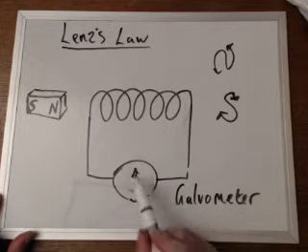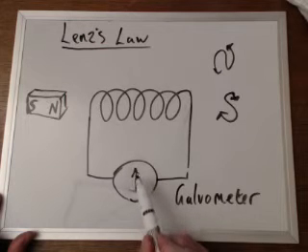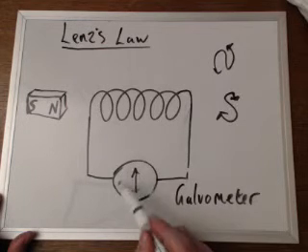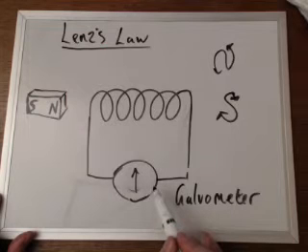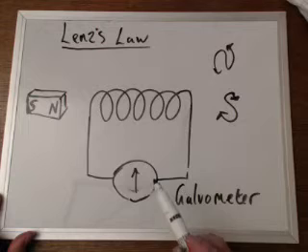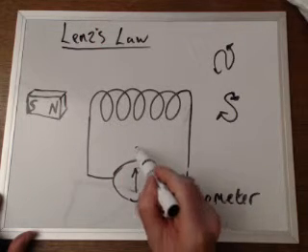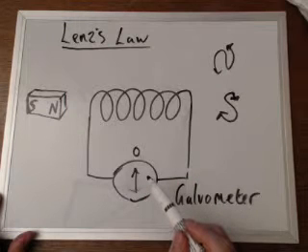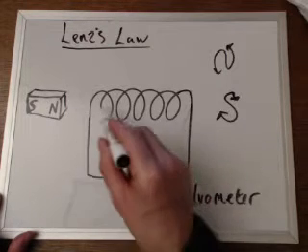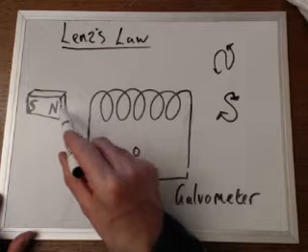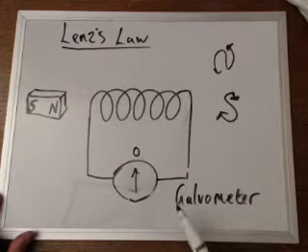At the moment it's sat in the middle at 0, and it can swing either negative in that direction or positive in that direction. Now what we're going to do is, at the moment the magnet is still and there's no reading, it's reading 0. So in a moment we're going to move it, or imagine we're moving it towards the coil and see what happens. So here we go.